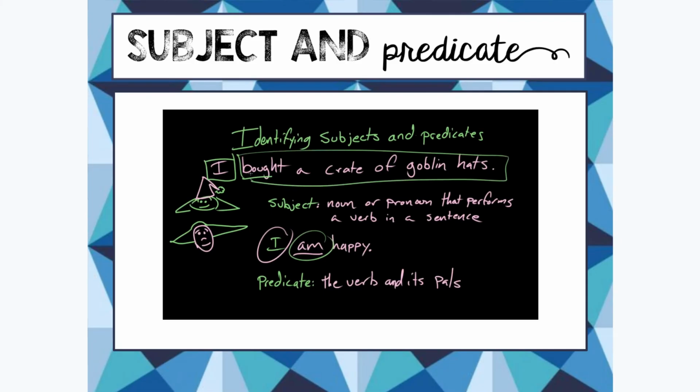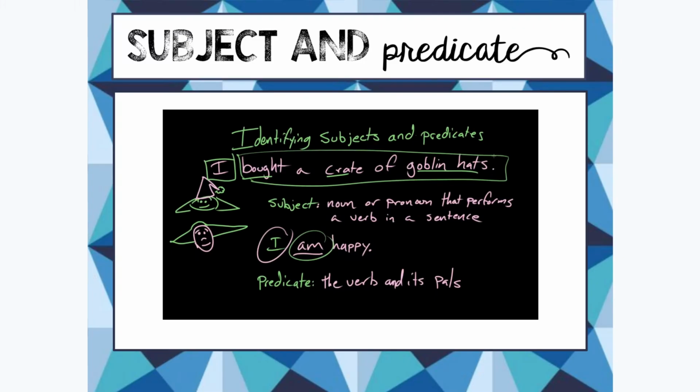Right. So you can see that a crate of goblin hats is also a noun, but it's not doing anything in the sentence. I am buying. Just because there's another noun in the sentence, like crate or goblin hats, doesn't necessarily mean that it's the subject. So you have to look for the thing that is performing the verb.